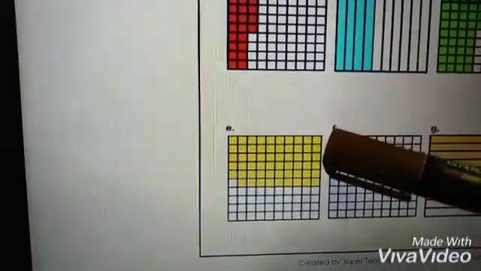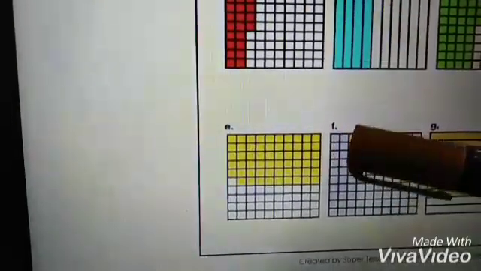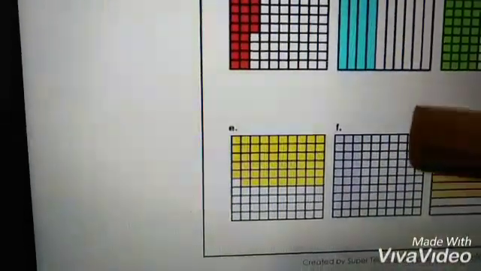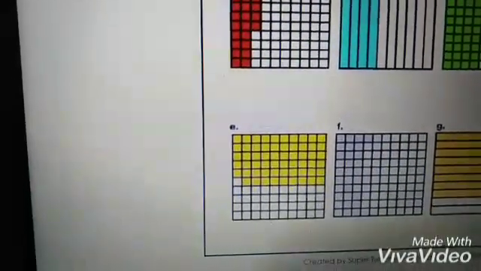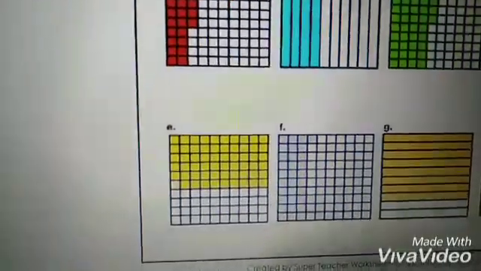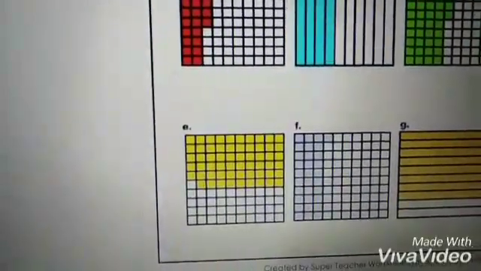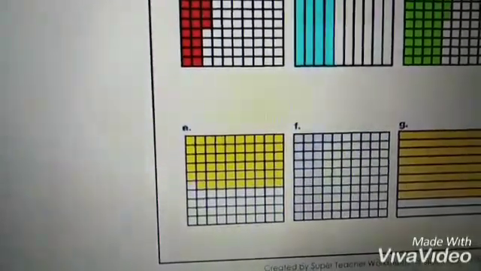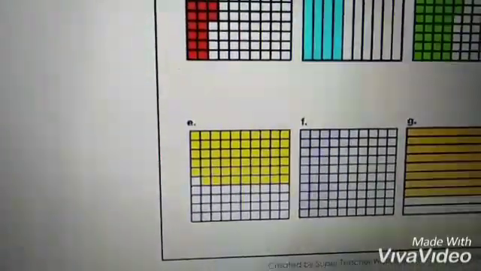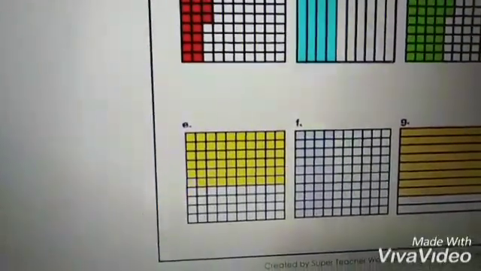In letter E, there are 59 colored squares. So, 59 out of 100 is 59/100ths, and 59/100ths can be written using decimals as 0.59. In letter F, there are 31 colored parts. 31 out of 100 equal 31 hundredths, and 31 hundredths can be written in decimals as 0.31.